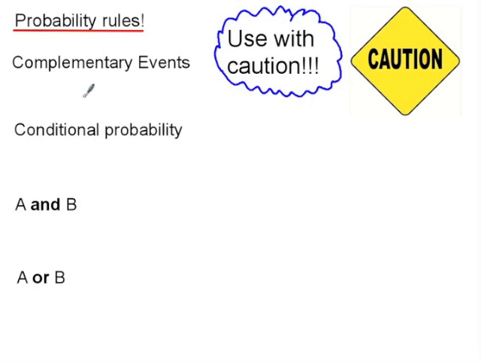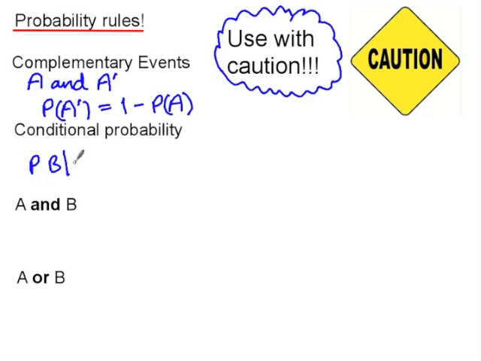So complementary events are usually described as event A and A dash, or not A. And the probabilities of complementary events sum to 1. So if we want to know the probability of not A, it's 1 minus the probability of A occurring. With conditional probability, we're looking at the probability of an event occurring given that another event has occurred. So this is the probability that B occurs given that A has occurred. So our denominator is the probability of A occurring.